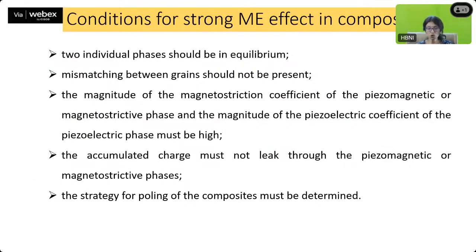So, conditions for a strong magnetoelectric effect in composites. Both the individual phases should be in equilibrium. Mismatching of the grains should not be there. The magnitude of the magnetostriction coefficient of the piezomagnetic or magnetostrictive phase and the magnitude of the piezoelectric coefficient of the piezoelectric phase must be very high. Accumulated charge must not leak through the piezomagnetic or the magnetostrictive phases. And the strategy for poling of the composites must be determined.